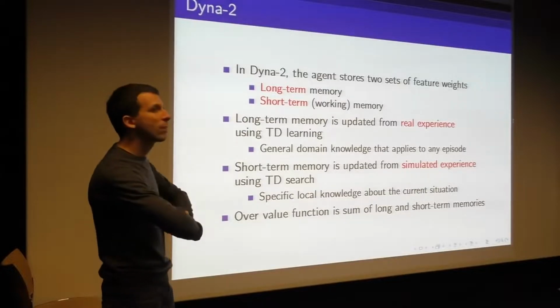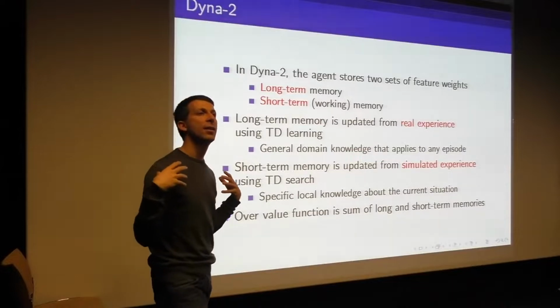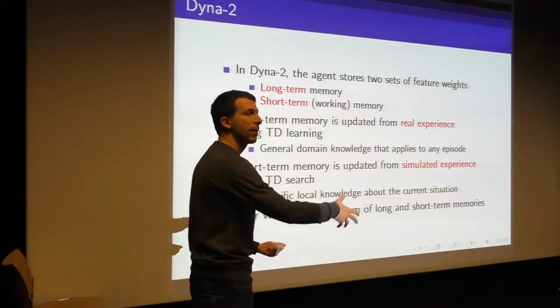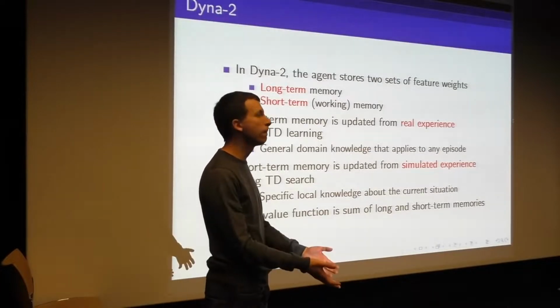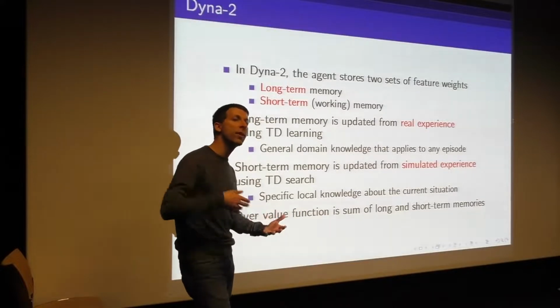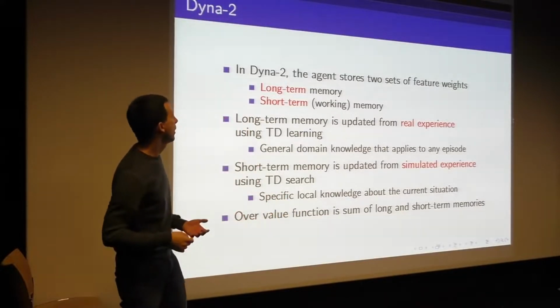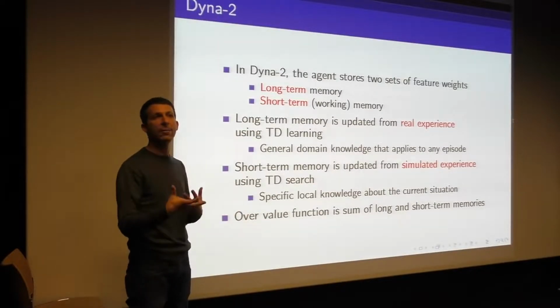So let's come back to the Dyna idea. What was the Dyna idea? The Dyna idea said, well, we don't just have to learn from real experience, we don't just have to learn from simulated experience, we can combine these things together. So let's do the same thing, but with our forward search algorithm now. So this is the idea of Dyna-2. And the idea of Dyna-2 is that it basically maintains two value functions.